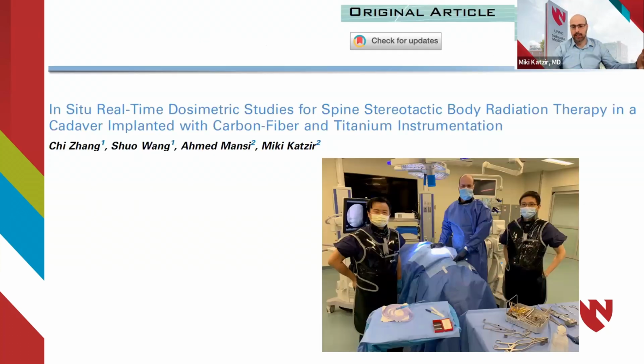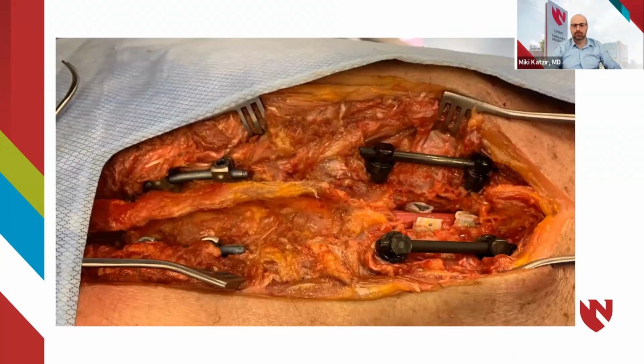So this question led me and my team, my research, into this study. We wanted to investigate the dosimetric accuracy of carbon fiber versus titanium instrumentation in the thoracic spine, which is the most common place in the spine for metastatic disease. We wanted to simulate as accurately as possible the dosimetric calculations and the real-life scenarios. So we used a non-fixed human cadaver.